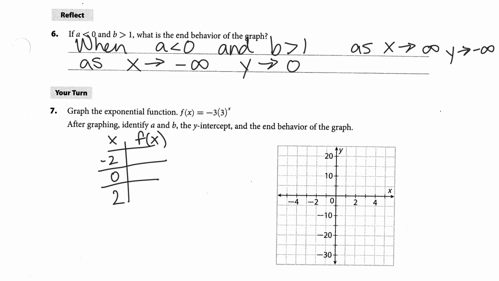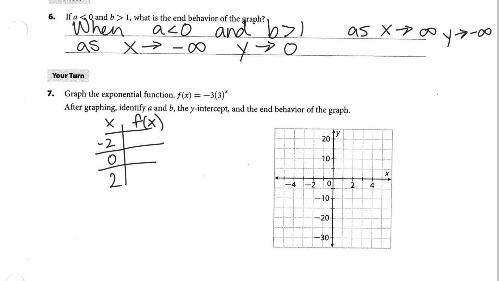So at -2, that would give us 1/9, because we're going to square it and put it in the bottom. So 3 squared is 9, but it goes in the bottom because the exponent was negative, which turns into -3/9, or -1/3.